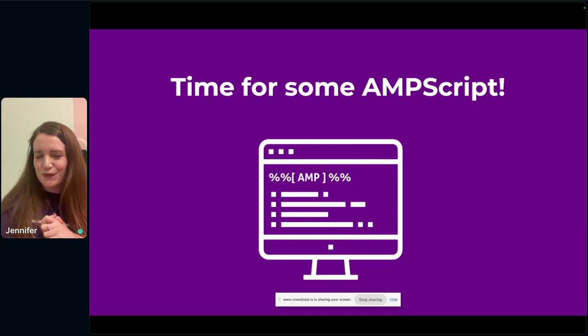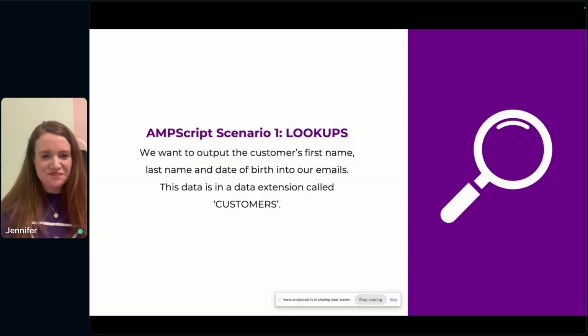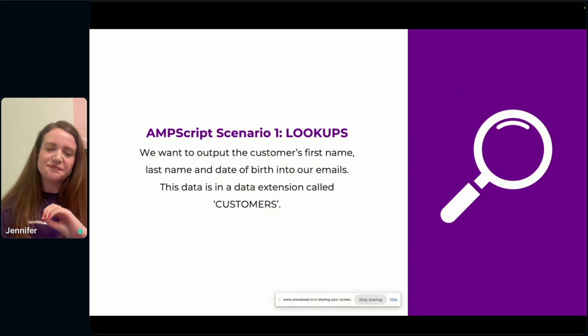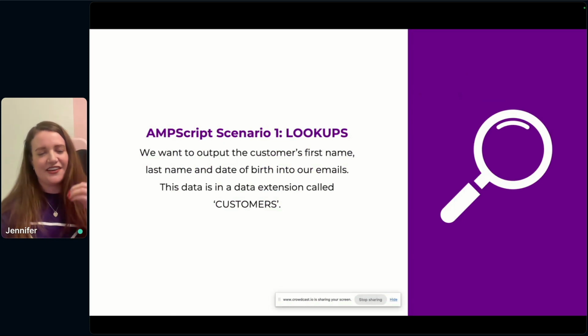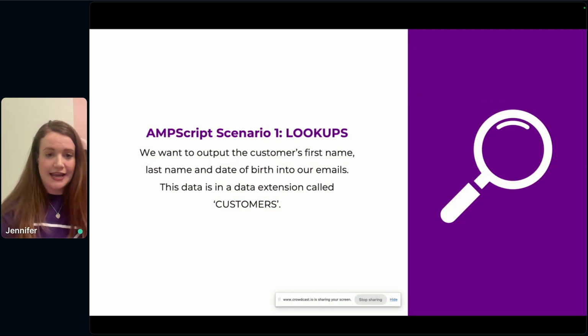But now for what you all came for, let's have a look at some AMPScript and how you can streamline your AMPScript. So scenario 1 is lookups. This is a common thing that you will do in AMPScript. Let's just say you want to output the customer's first name, last name, and date of birth into your emails. And let's say this data sits in a separate data extension.